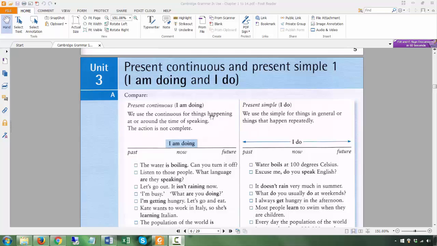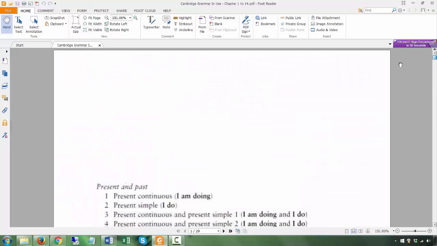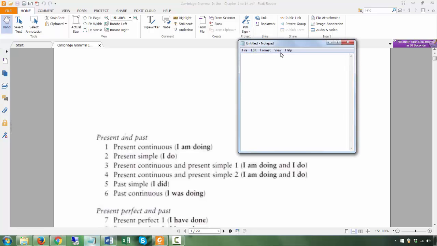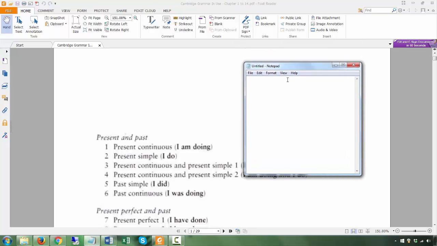Right, let's go to Unit 3. Let's go to the contents again. So we did present continuous, we did present simple tense, and now Units 3 and 4 are basically testing whether you understand the difference between present continuous and present simple. As I mentioned before, there are two things you need to know about the tenses. First is the form, how to form it. For example, you do not say I plays tennis.